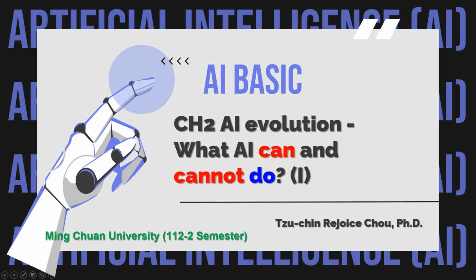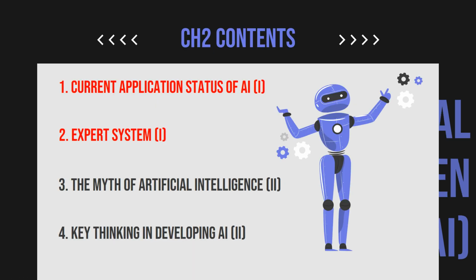So on chapter 2, we'll talk about AI evolution. Okay, what AI can and cannot do. Okay, and they have 4 sections. I mean, the first section is about current application status. The second one is called expert system.